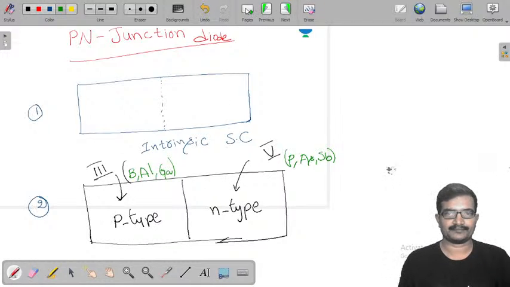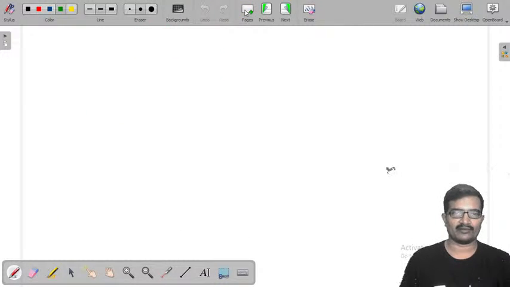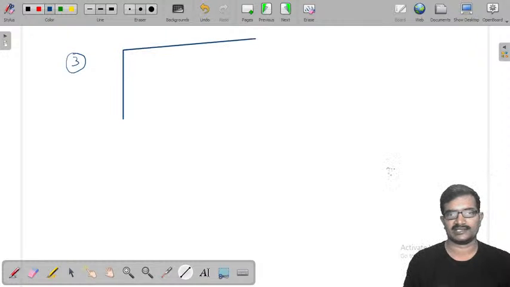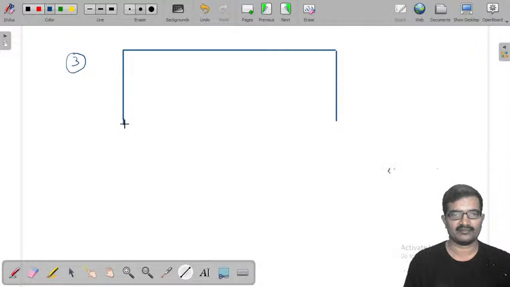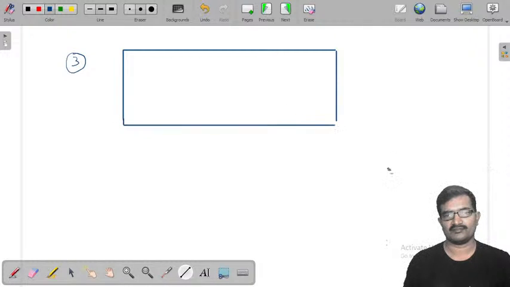Next, now we are moving to the third step. Just before you mention this region, so this is the junction diode. This is the p-type and n-type materials we have here. So this is the line we drew to separate these two halves.